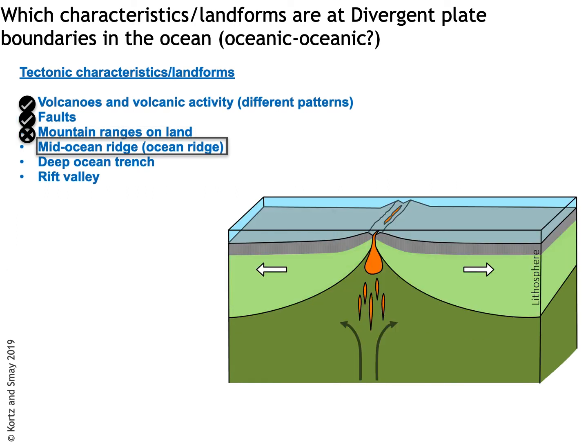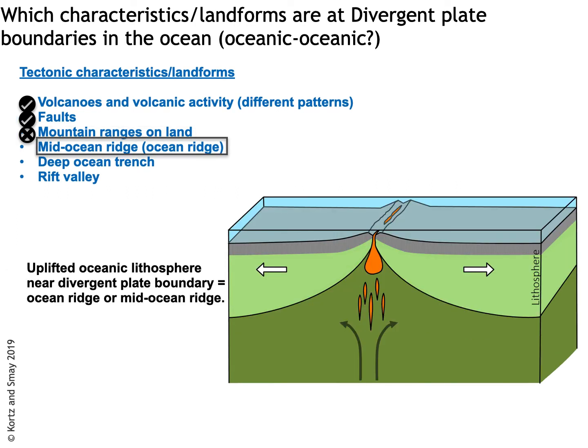How about a mid-ocean ridge or an ocean ridge? Yes. This is the feature that marks the plate boundary location, and it consists of uplifted, very hot, very buoyant oceanic lithosphere. This is called the ocean ridge or the mid-ocean ridge. It's kind of these two little twin peaks.